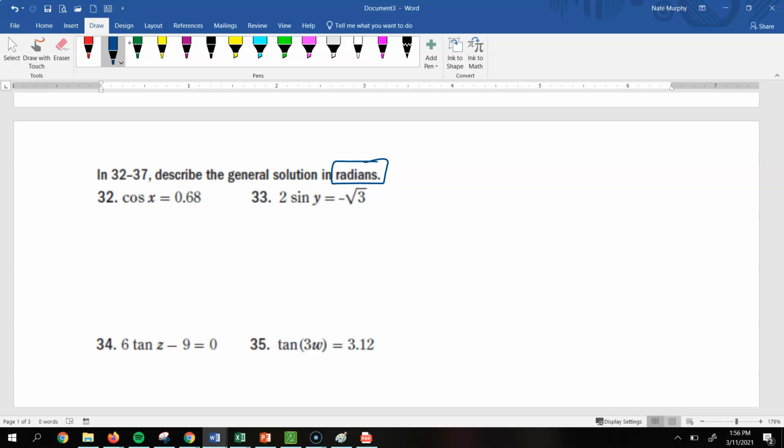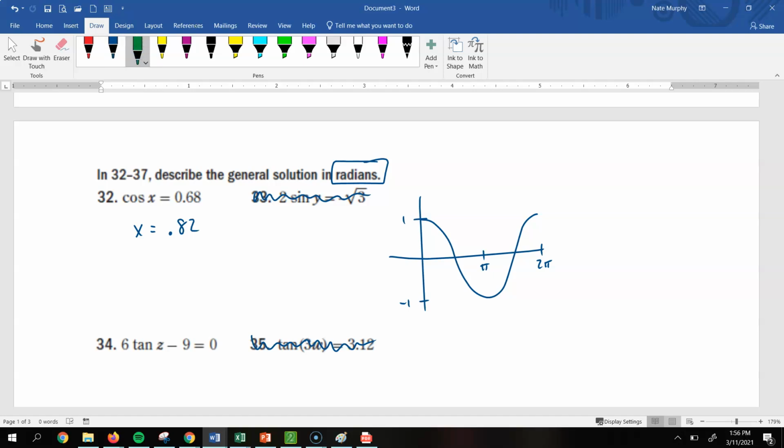So if you got the wrong answer for this one, remember you don't have to do 32 or 35, but if you got the wrong answer for this one, that's probably why. Because when we take the inverse cosine of both sides, you should get 0.82 as your answer. Now, we've got to find another solution here. So remember, the cosine function looks like this. Between 1 and negative 1, this would be pi and 2 pi. All right, so the cosine of x is 0.68. So 0.68 is, we'll just estimate that to be right about there.